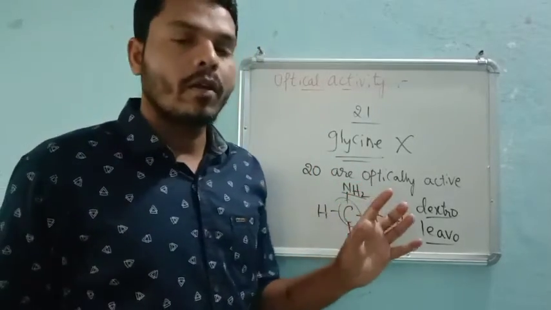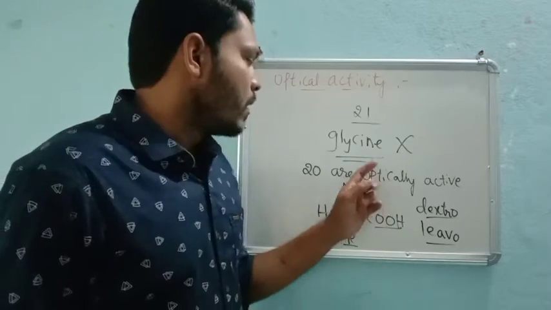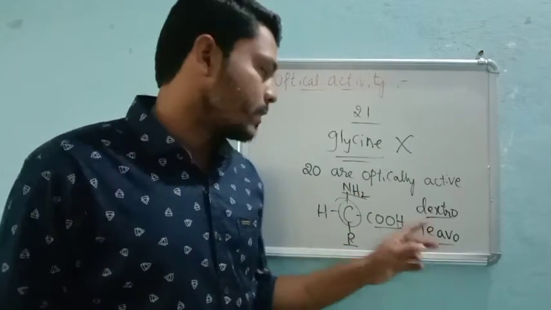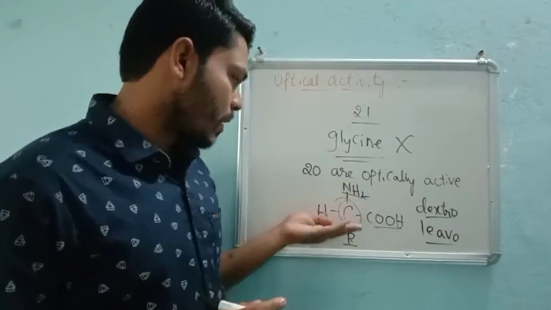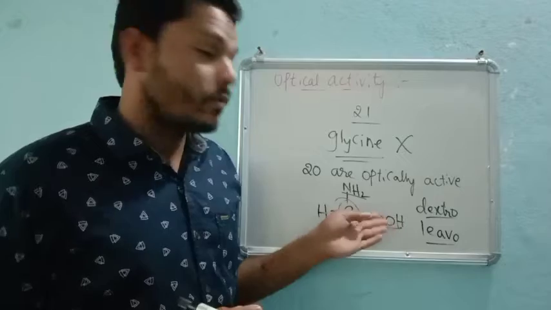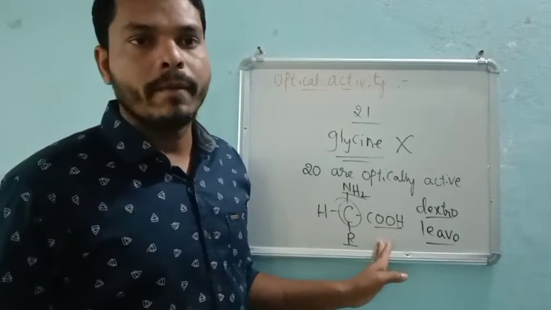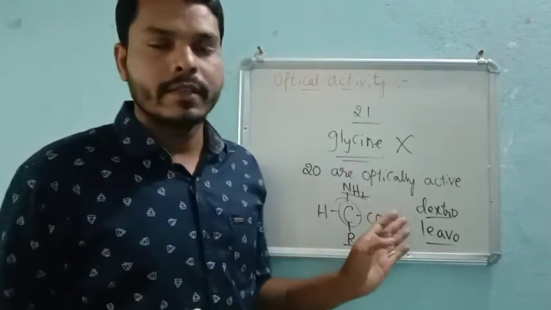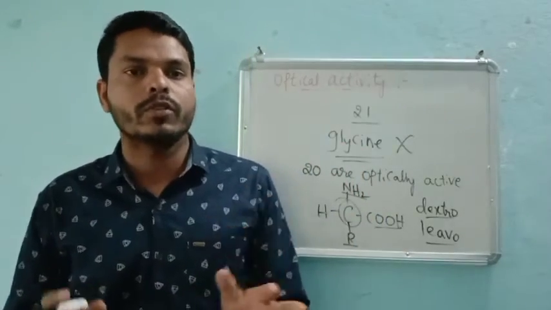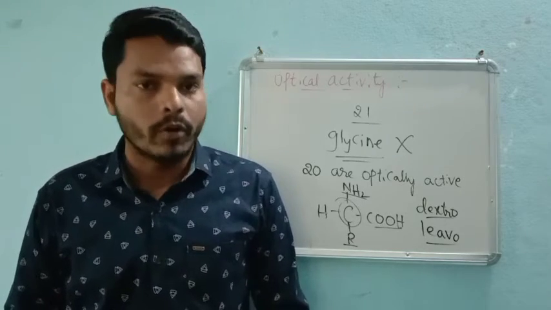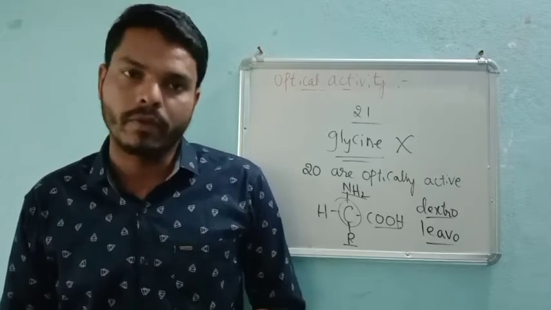Now coming to the rotation wise, most of the, not all, most of the amino acids are levorotatory. That means in most of the amino acids, H is present at the right hand side. So that's why these amino acids show levorotatory. That means most of the amino acids show levorotatory as compared to the dextrorotatory ones, we can say, right?